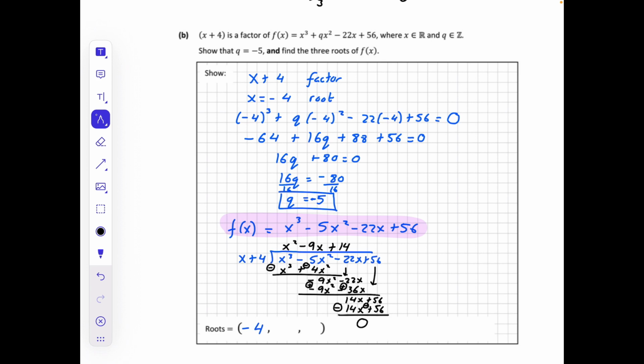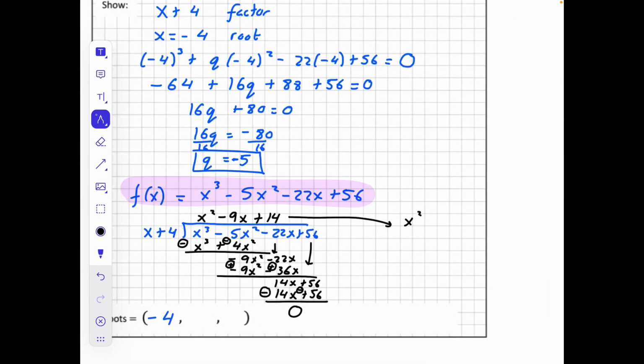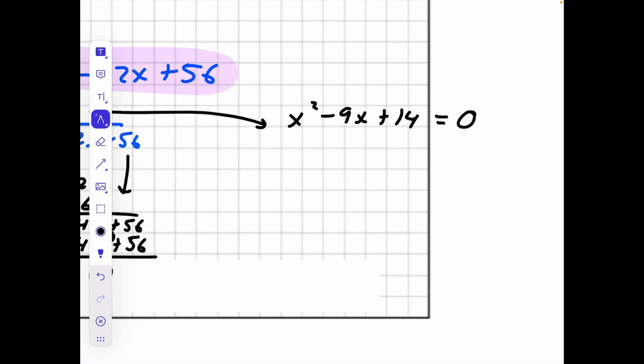Now, that hasn't actually shown me anything new. They told us in the question that x plus 4 is a factor, which means it should divide in evenly. It has. Now, we need to find the other roots. What we can actually do, using this answer up here, if I factorize this, it is going to give me the other factors and the other roots. So I'm going to take this, and you have a choice here. You can either factorize it or you can use the minus b formula. I'm going to factorize it.